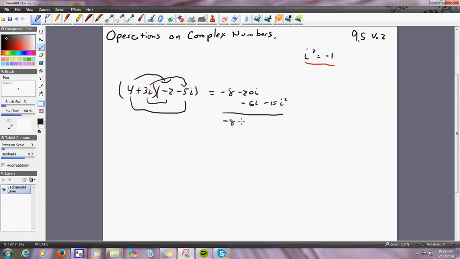Negative 8 minus 26i minus 15 times a negative 1, because i squared equals negative 1. So it's going to become a positive 15. So it's going to be negative 8 and a positive 15, which is 7 minus 26i. That's it. I'll do one more for you because I'm a nice guy.